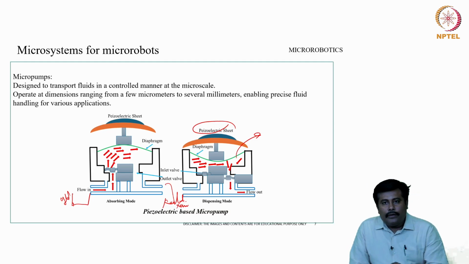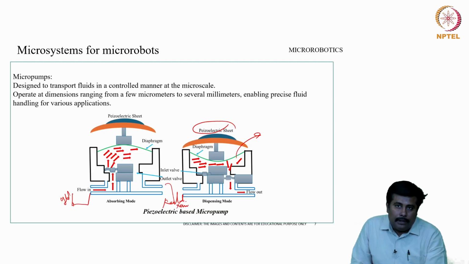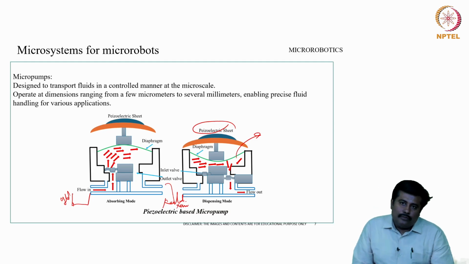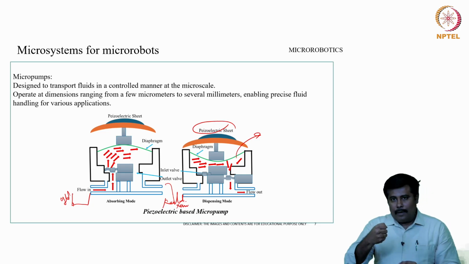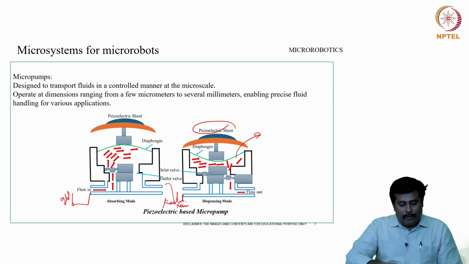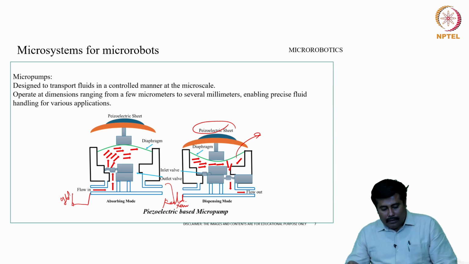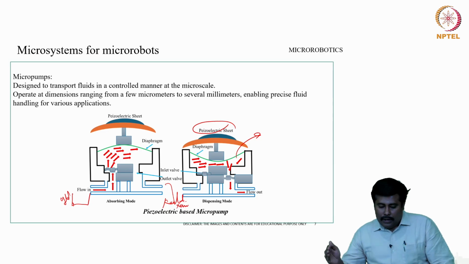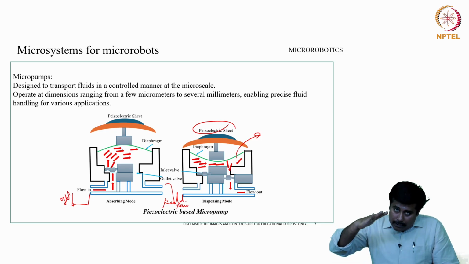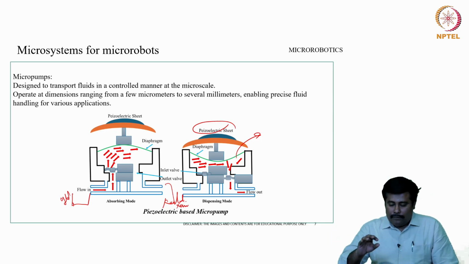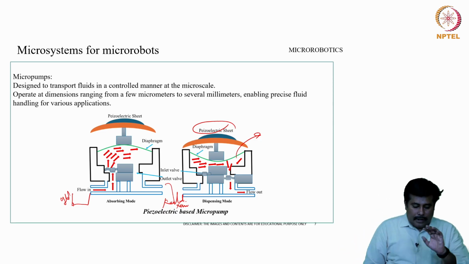Here we are looking at this fundamentally in two modes of operation. The first mode of operation is called the absorbing mode. In the absorbing mode, the absorption happens because of the movement of the diaphragm and the suction of the liquid, and the liquid is made to flow through the outlet valve appropriately. Next, in the dispensing mode, the diaphragm is made to push in the downward stroke. When the diaphragm moves, the liquid is pumped or pushed towards the walls and flows out.